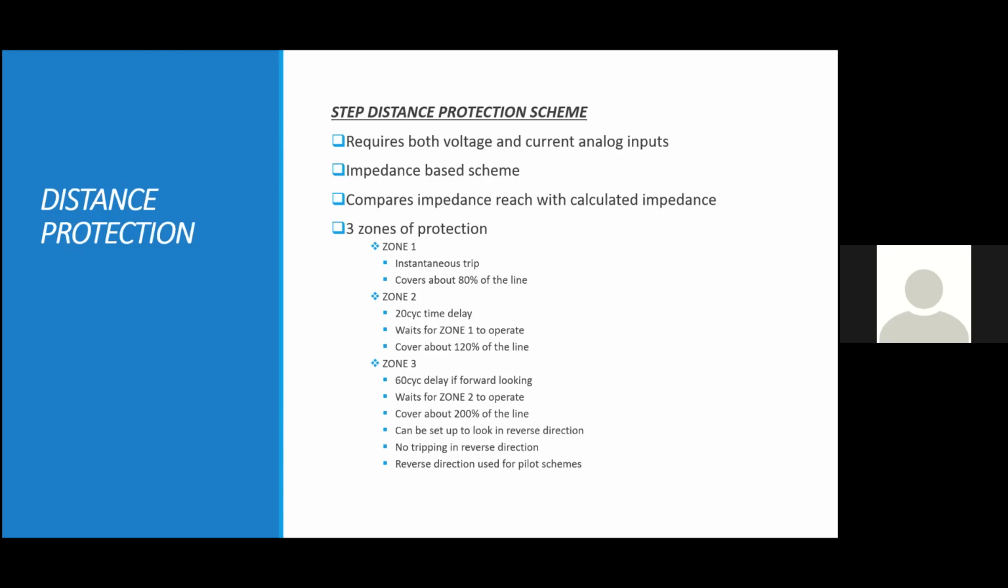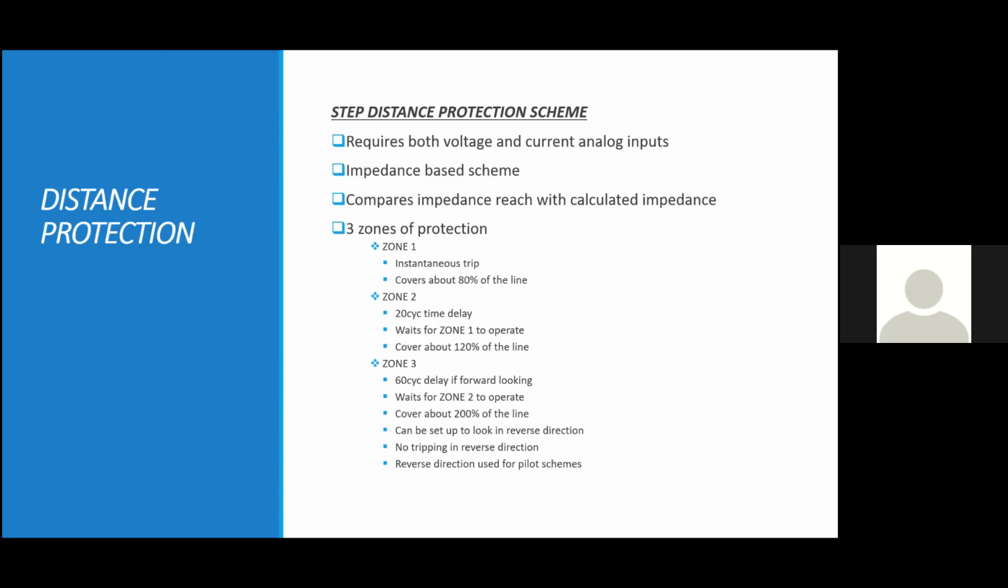So primarily there are three zones of protection. If the fault lies in zone 1, the relay issues an instantaneous trip. There's no delay if the fault lies in zone 1. Zone 1 usually covers about 80% of the line.